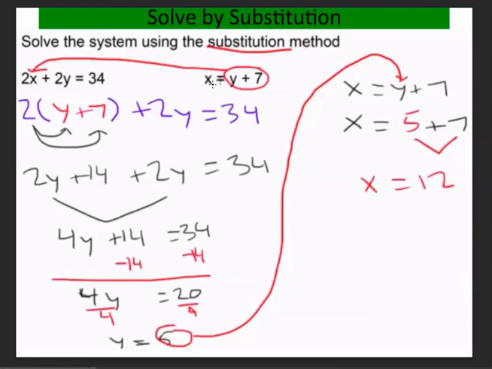So I said, okay, if x is equal to y plus 7, then everywhere I see x in this other equation, I'm going to put y plus 7, which allows me to only have one variable, so I can solve for y. Once I find the value of y, I can put it back into one of those equations, and I end up being able to find x.